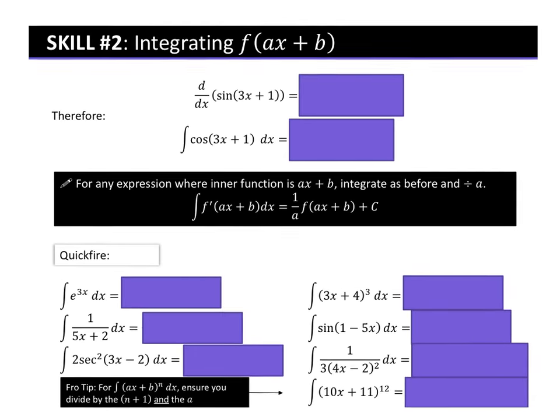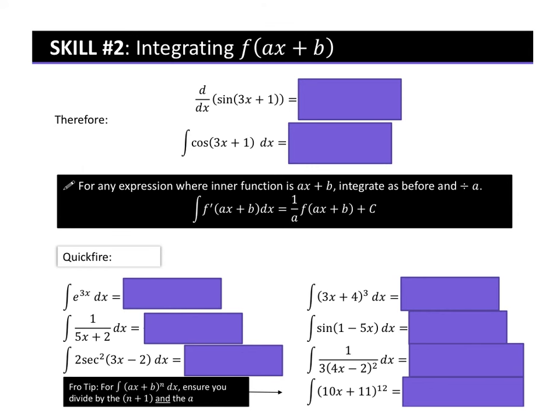Okay, so skill 2: integrating the function of ax plus b. So if we were to differentiate sine of 3x plus 1, we would differentiate sine of 3x plus 1 using the chain rule, which we know is cos of 3x plus 1, and multiply by the differential of the bracket. The differential of 3x plus 1 is 3. We're going to get 3 cos of 3x plus 1.